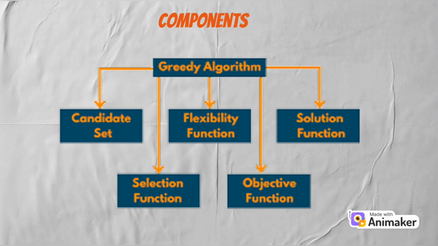The fourth is the objective function. It is used to assign a value to a solution or a partial solution. And the final is the solution function. It is used to indicate whether a complete solution is reached or not.